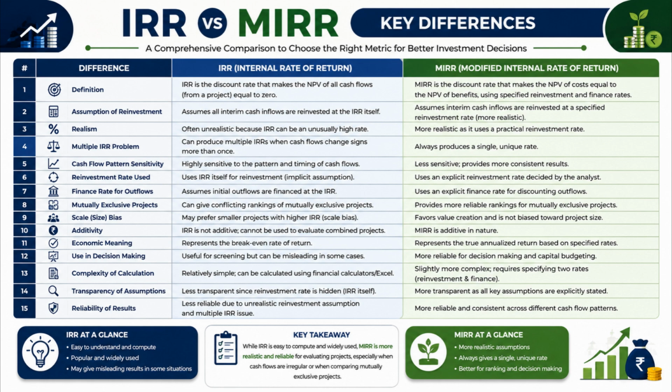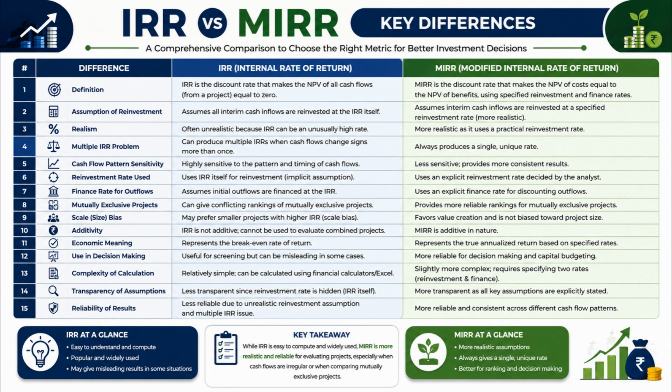Let us explore the major differences between IRR and MIRR. Number 1. IRR is the discount rate that makes the net present value of all project cash flows equal to zero, whereas MIRR is the discount rate that equates the present value of costs with the future value of benefits using specified finance and reinvestment rates. Number 2. IRR assumes that all interim cash inflows are reinvested at the IRR itself, whereas MIRR assumes reinvestment at a predetermined and realistic reinvestment rate.